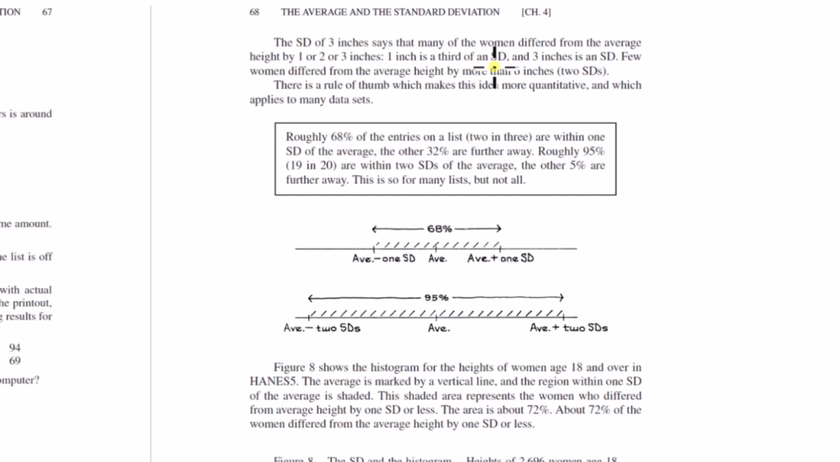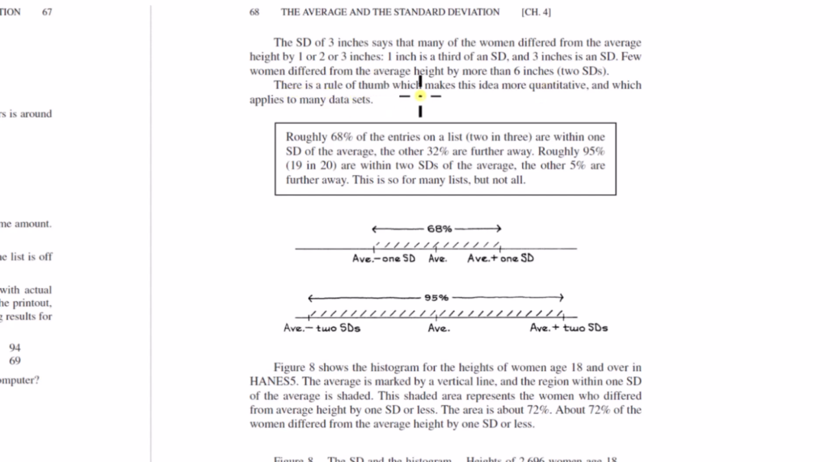1 inch is a third of a standard deviation. 3 inches is a standard deviation. Few women differed from the average height by more than 6 inches. Okay, so 6 inches is 2 standard deviations. And what they're saying is that since most of the data points are within 1 standard deviation, the farther you go away from 1 standard deviation, there are going to be fewer data points. So now they're saying 2 standard deviations away from the average. It says few women differ from the average height by more than 6 inches, more than 2 standard deviations.